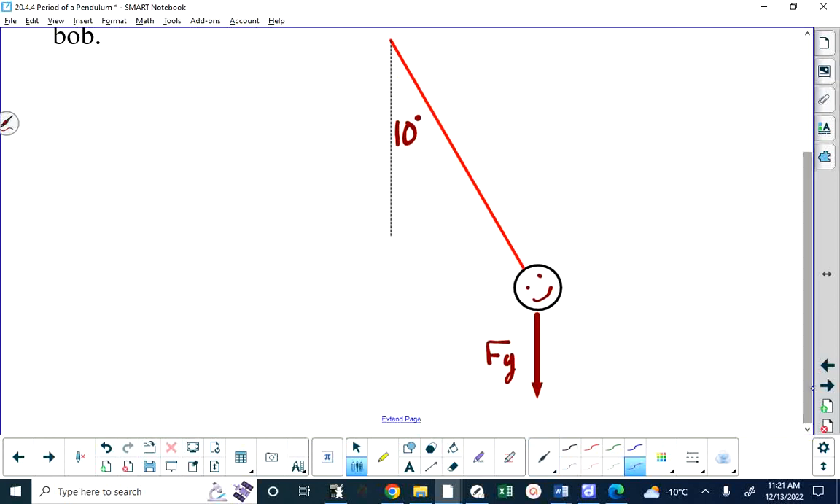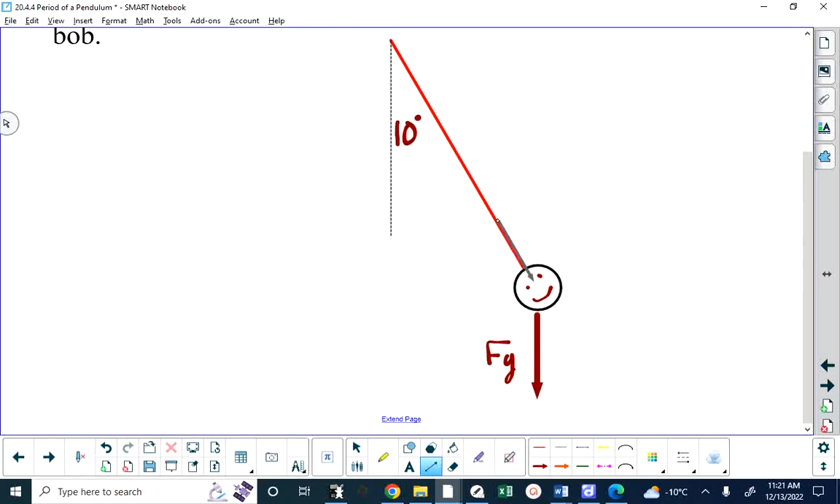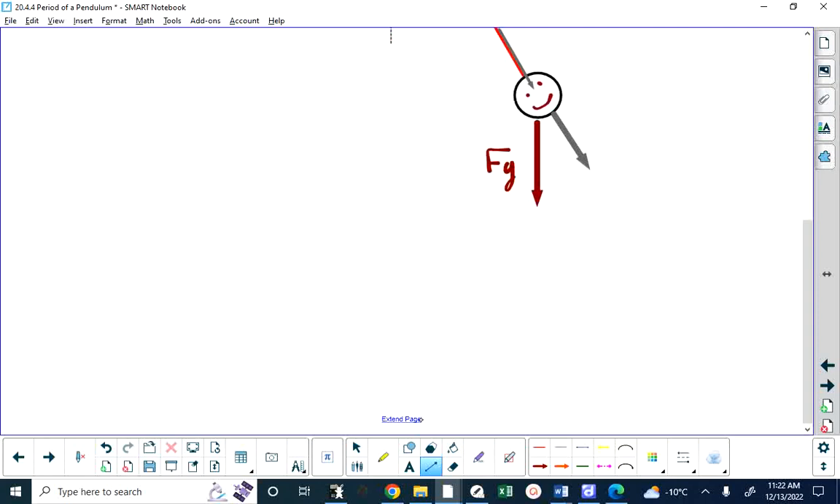And this is going to be very similar to what we did when we talked about forces on ramps. This force of gravity does two things. One of the things it does is it pulls the pendulum bob away from the pivot point. It tightens the string. But the other thing it does is it pulls it in this direction. It's just like a ramp.